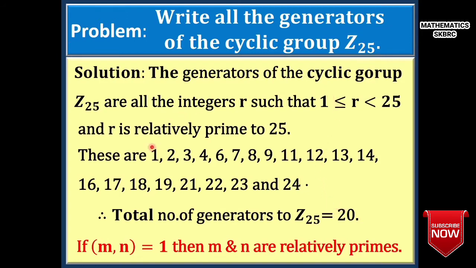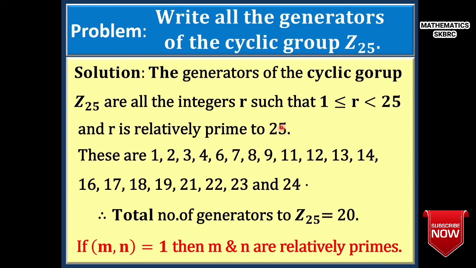These are the 20 numbers which are relatively prime to 25 and less than 25. If GCD of m and n, or greatest common divisor or highest common factor of m and n, is 1, then we say that m and n are relatively prime numbers or co-prime numbers. That is, there is no common divisor of m and n. Here, these are all the numbers which are relatively prime to 25 and less than 25.